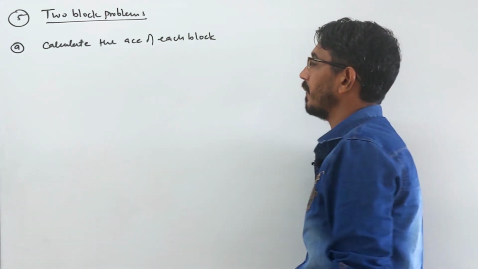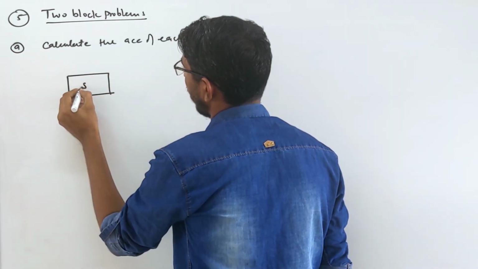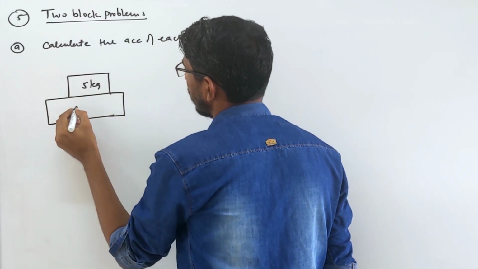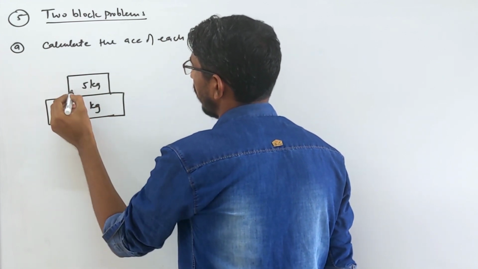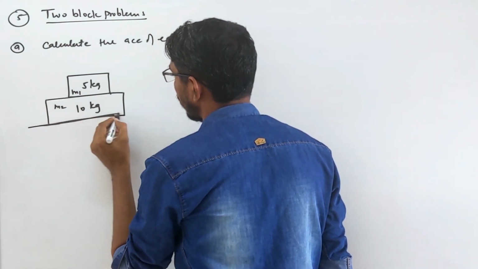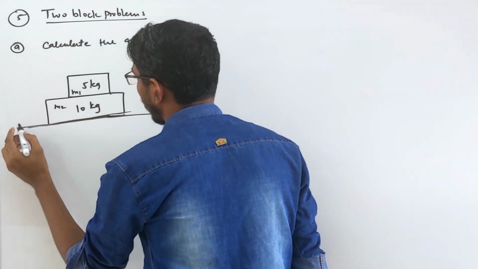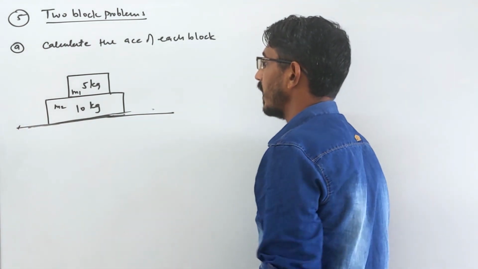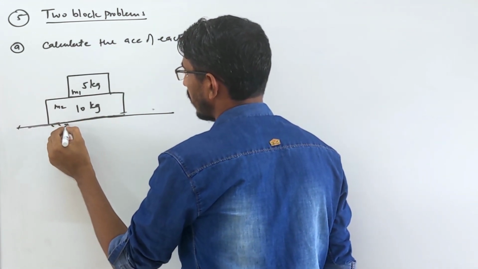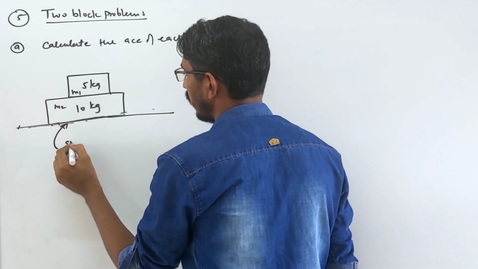So look here, a picture is given to you. Suppose two blocks are placed like this way. This is one block, say 5 kg, and another block, let's say this is 10 kg. You can give names also like m1 and m2, and they are placed on a surface. This surface can be smooth or rough, but let's make it easy, most of the time it will be smooth only. So I am saying this surface is smooth.